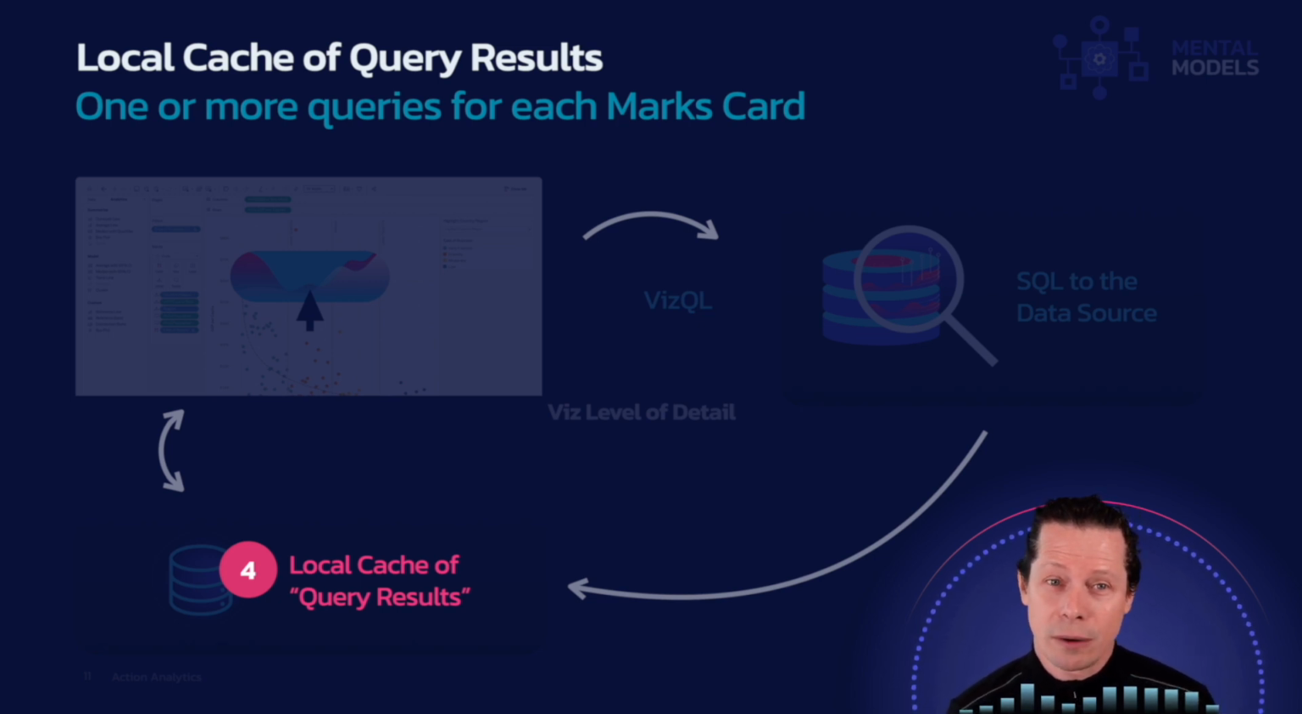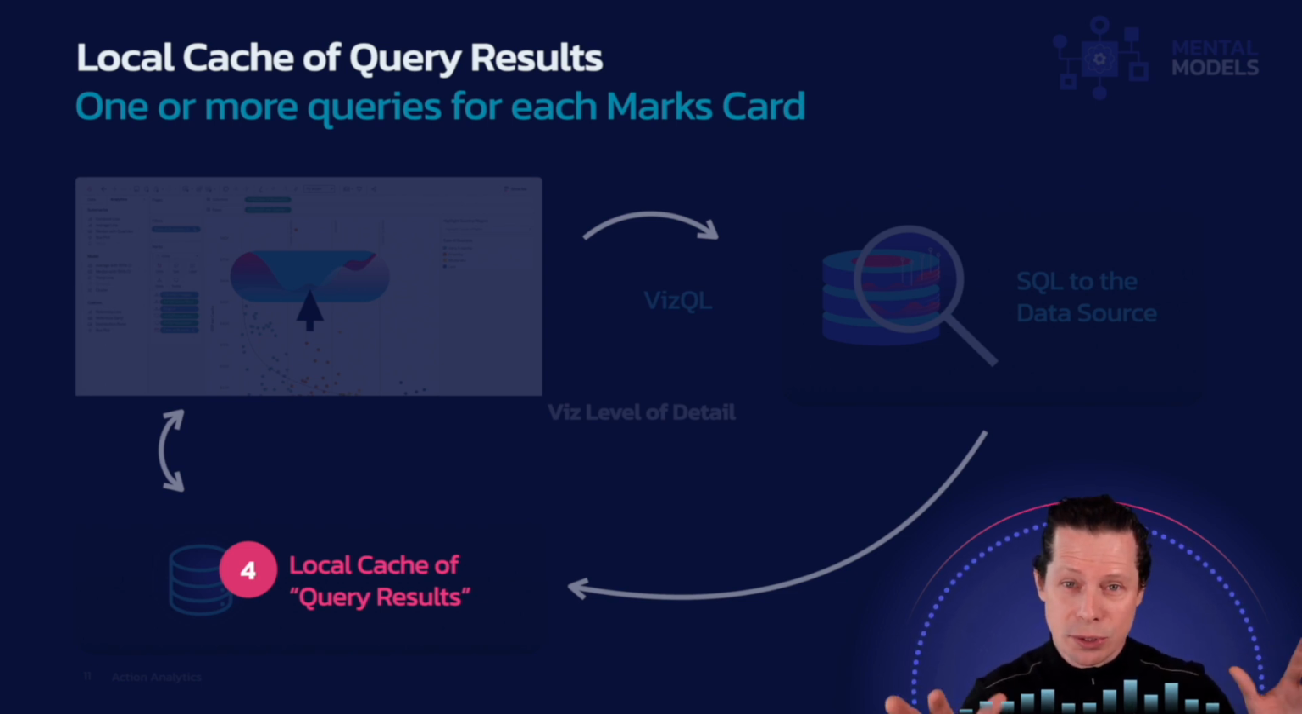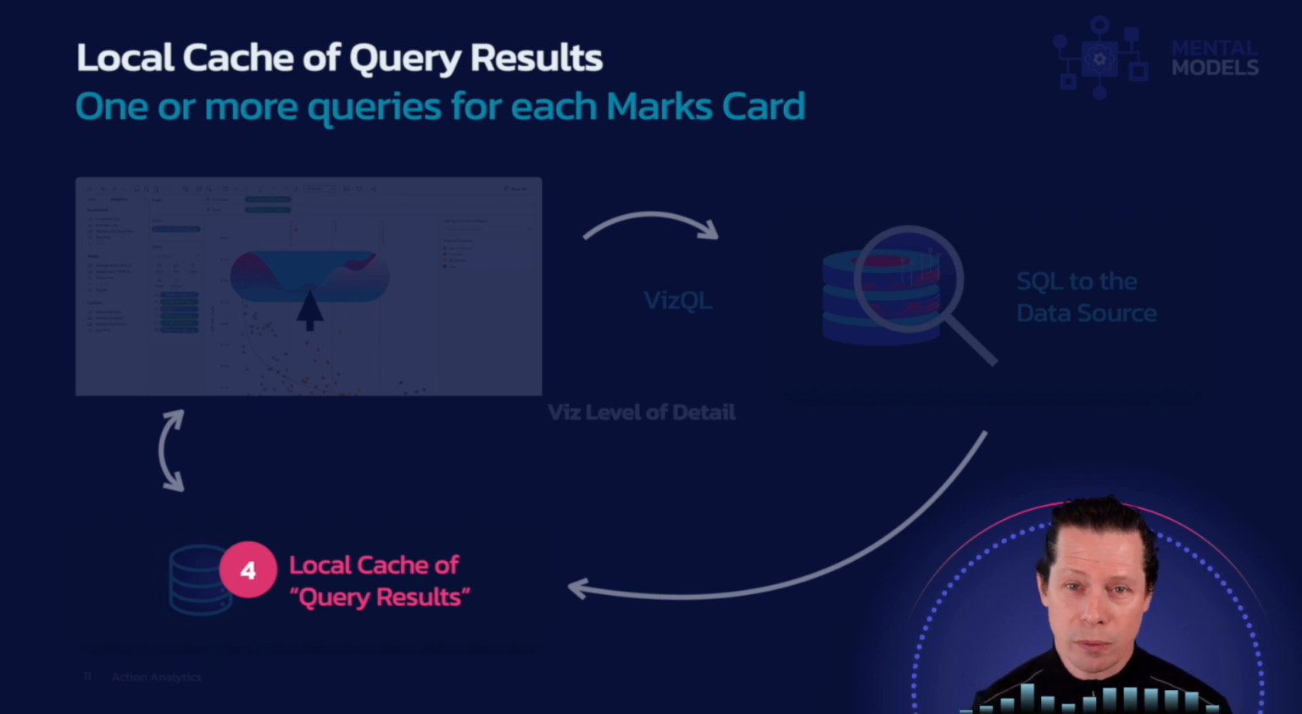And then that set of query results can be cached, and there's no reason to query the underlying data set again unless the dimensions or the measures are changed. From there, we're just rearranging pills in order to make the viz. And so this local cache of query results itself can be at a differing level of detail than either of the things that we've discussed above.